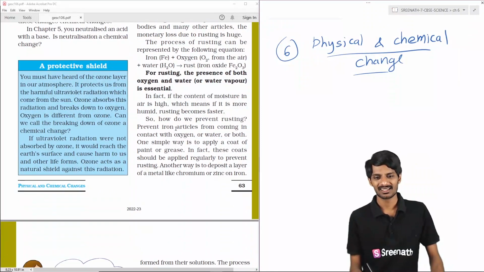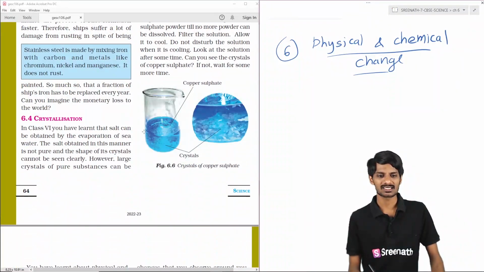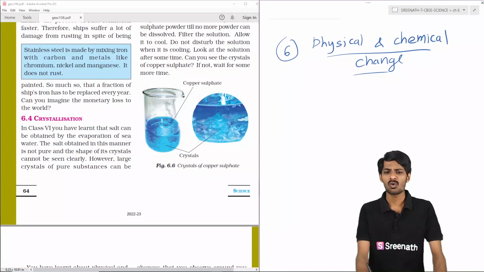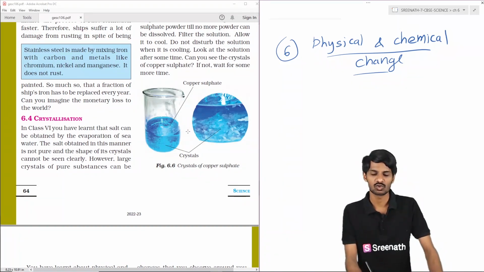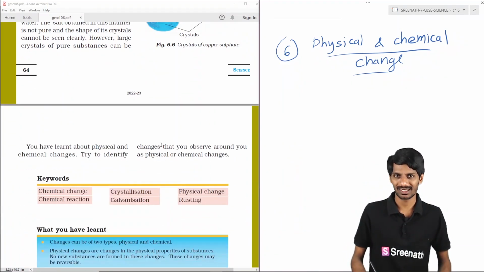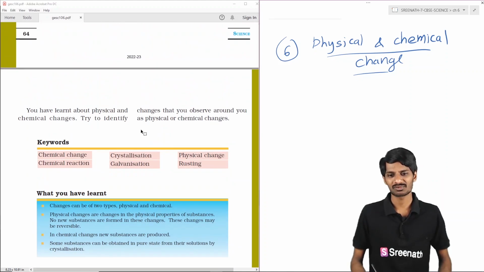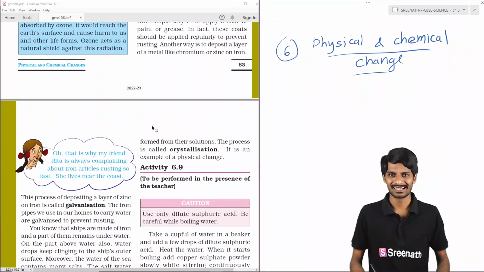How to know it? Next thing is crystallization. How will crystallization be done? What is meant by crystallization? How to get pure crystals? So this is our whole chapter students, we are going to learn now.